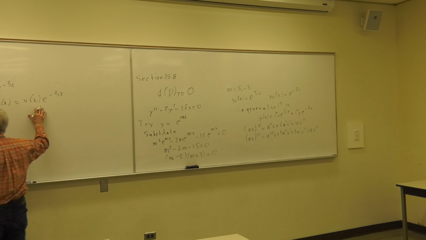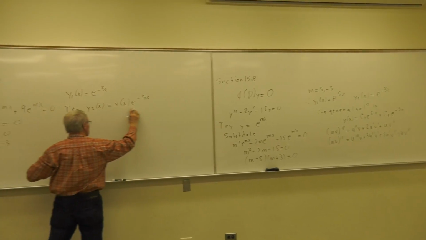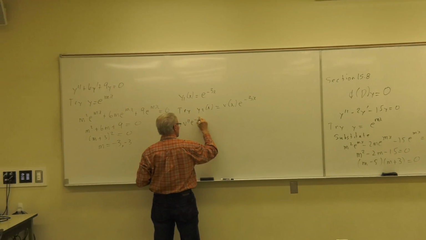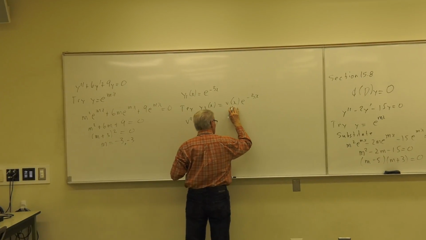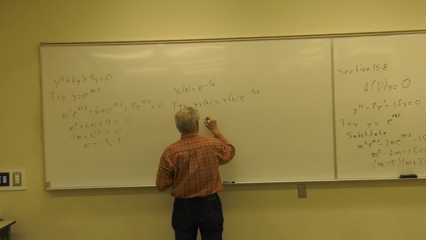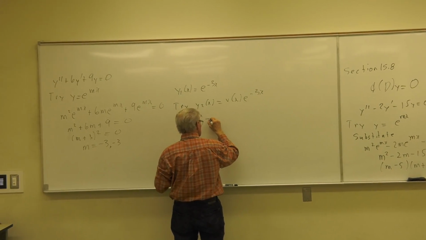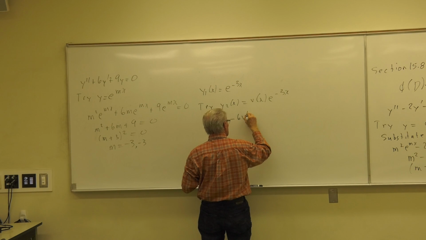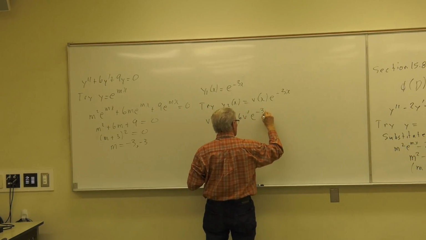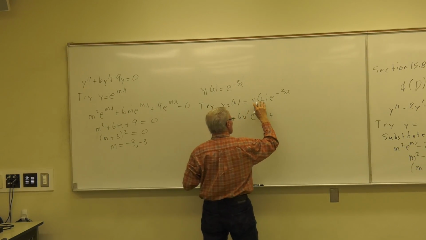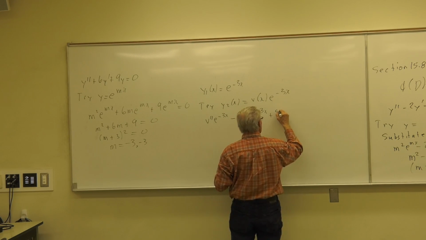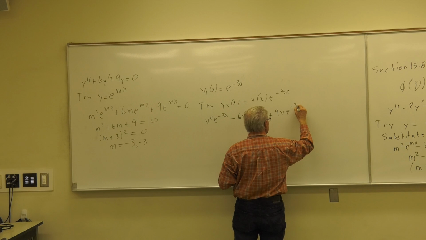So let's use that on here. We need the second derivative, which means v double primed e to the minus 3x, second of him times him. Then we need twice the first derivative of each. How about minus 6 v prime e to the minus 3x. Then we need this one times 2 of him. That means 9v e to the minus 3x.